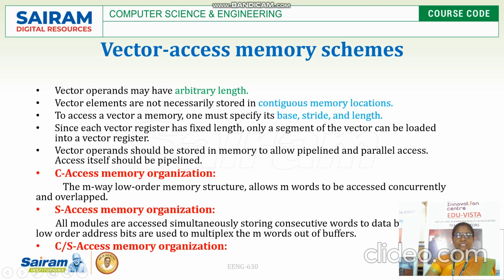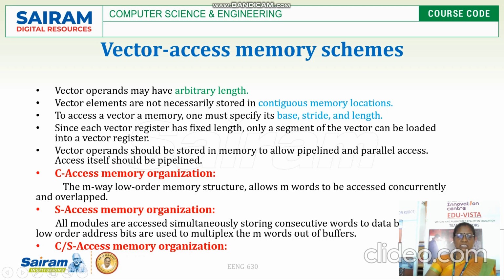And since each vector has a fixed length, one segment of a vector can be loaded into a vector register. So based on the vector operands, this vector memory organization is divided into 3 types. One is C-access memory organization, second is S-access memory organization, and third is C-S-access memory organization.